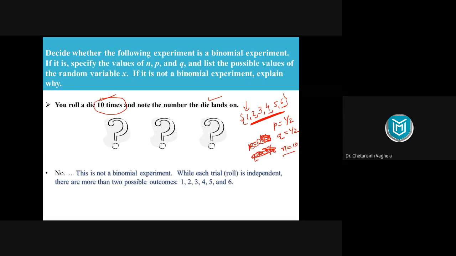This can definitely be done. So with this particular situation, with this particular data, this is not binomial, but we can convert it into binomial. But right now it is not binomial. Okay? So good.